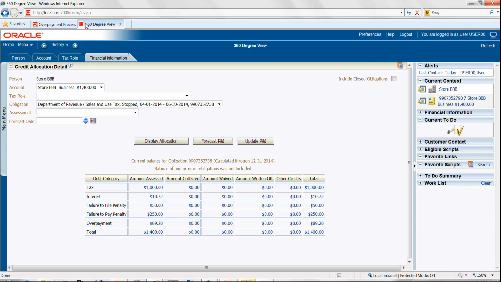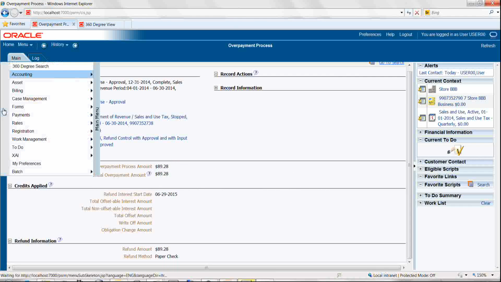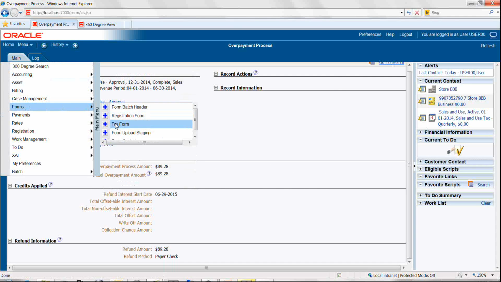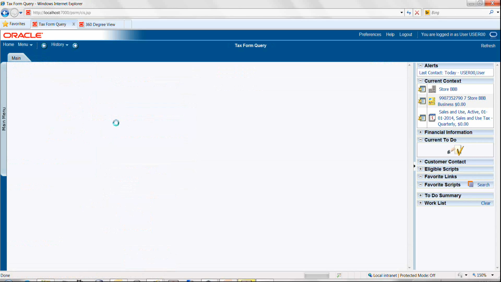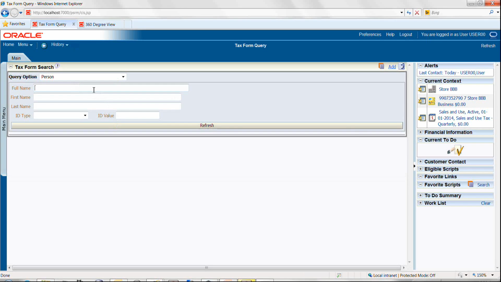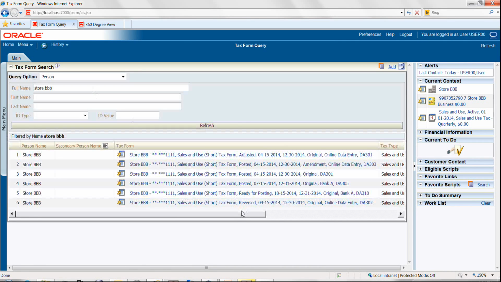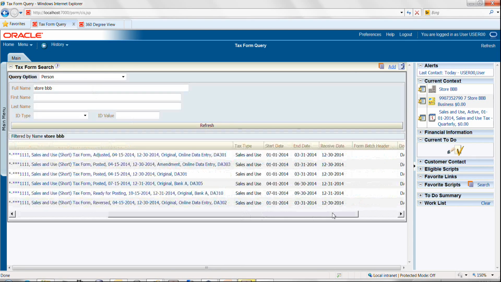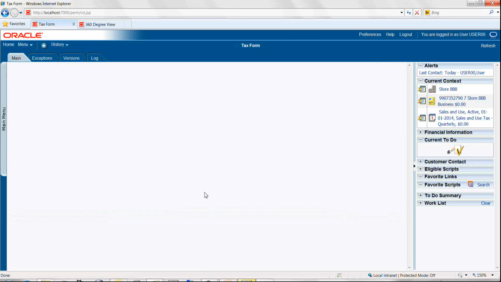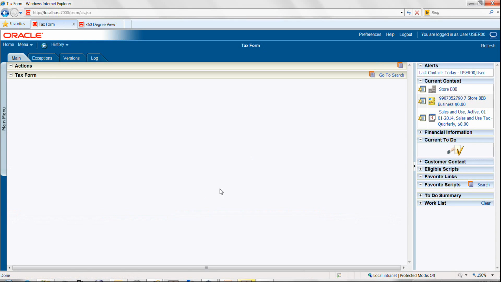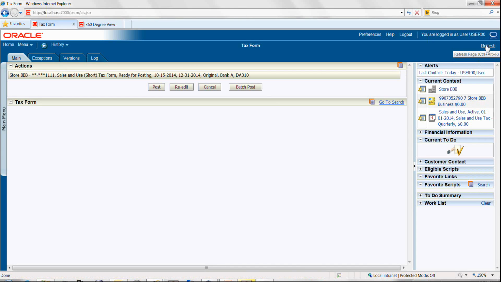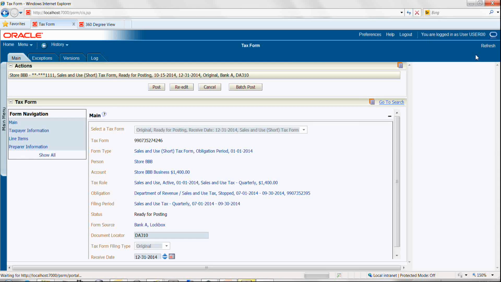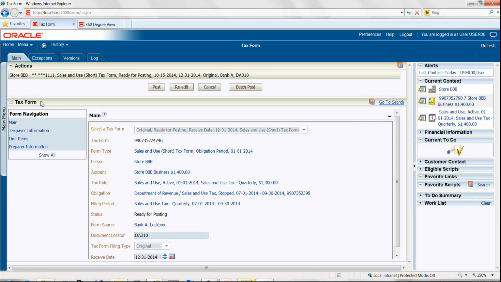So I'm going to pick out another tax form that I have ready. This one is going to be for the third quarter. Let's have a look at this tax form. Again, we need to refresh this. Amounts should show a balance of $1,400 in debt, which it does now.